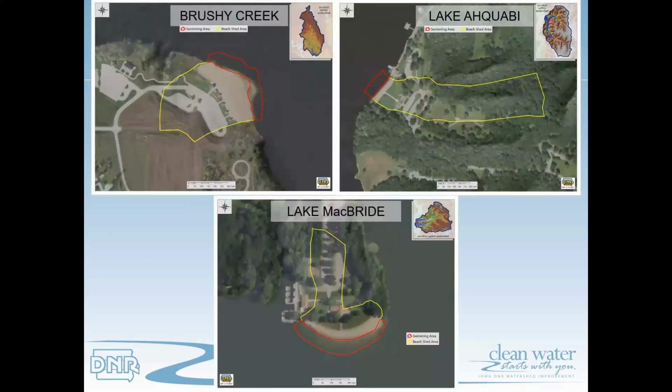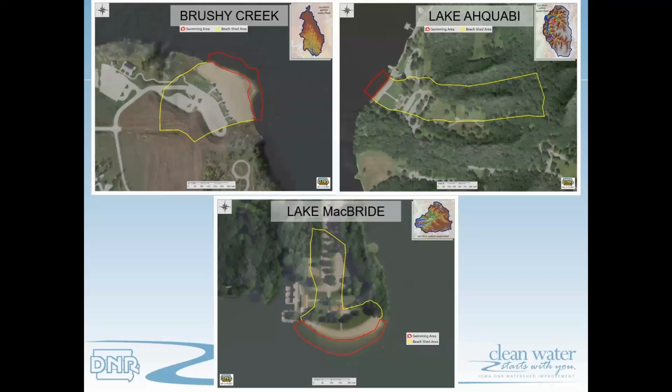As we talked about before, there were three lakes included in this water quality improvement plan. There's Brushy Creek Lake, Lake Aquabi, and Lake McBride. And Jason did a great job in laying the foundation of how we came to develop our water quality improvement plans for these lakes.